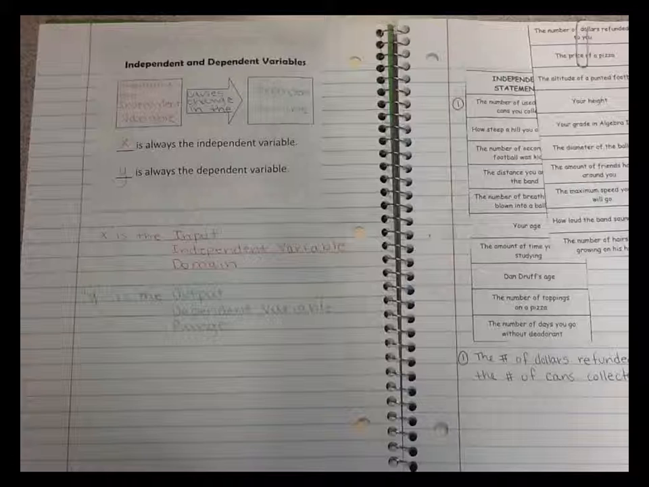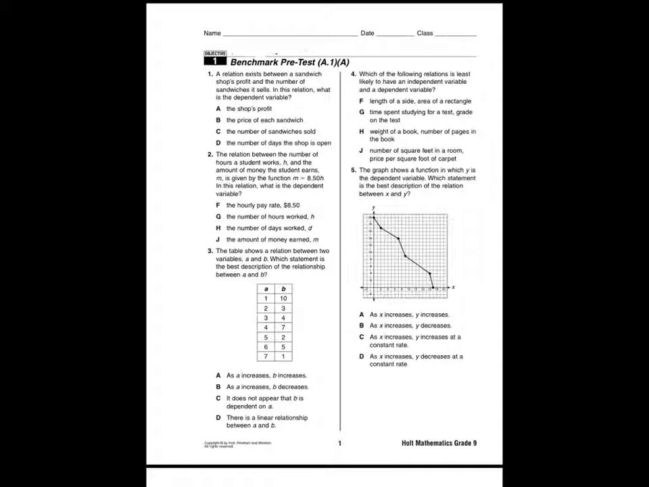So when I gave you your review, the page that I gave you for that was A.1a. So this is glued into your interactive notebook, so if you'll turn to that page, we're going to go over these. I want to make sure you have the correct answers, and I'm going to point some things out to you. We've already briefly talked about this in class, so I'm just going to go through right now and make sure that you have the correct answers.